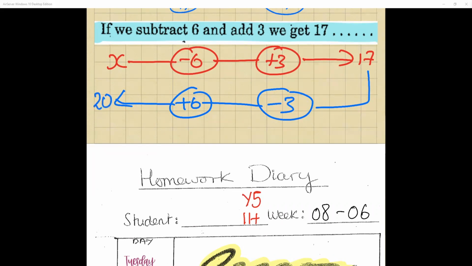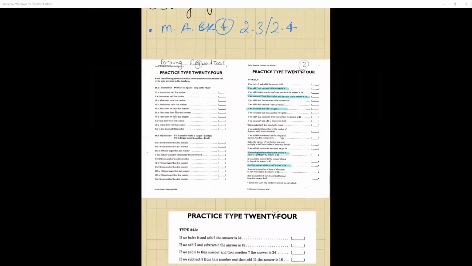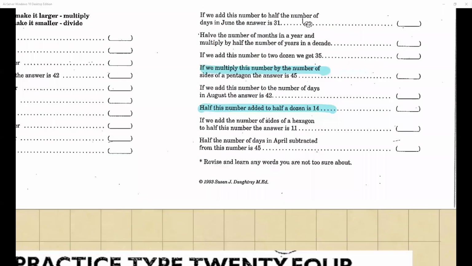So what's the answer? Yeah, 20. Okay, lovely. Okay, right. Let's have a look at the bottom ones. Dennis, are you ready? Yeah. The bottom ones, yeah?